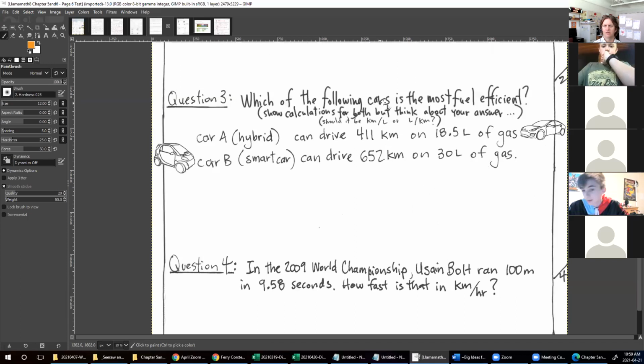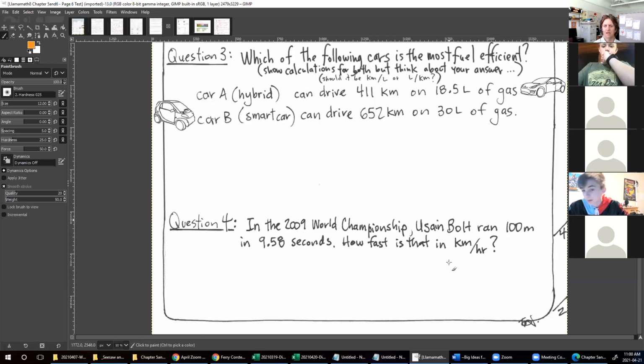This one, which of the following cars is most fuel efficient? You get to decide whether it should be kilometers per liter or liters per kilometer. You can do either, but you have to think about it. Which is more efficient? Would it go farther on 1 liter, or would it take less fuel to go the same amount of kilometers? You think about that, and you're just going to do a comparison. You can do the hybrid versus the smart car and figure it out.